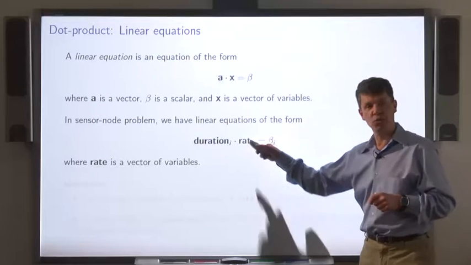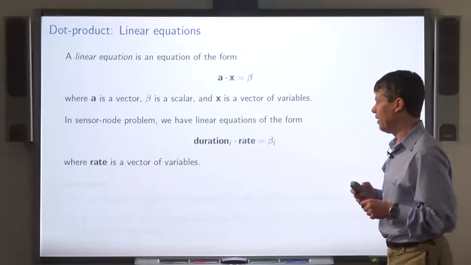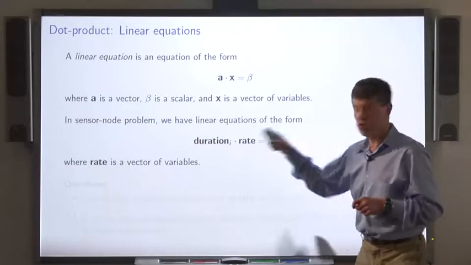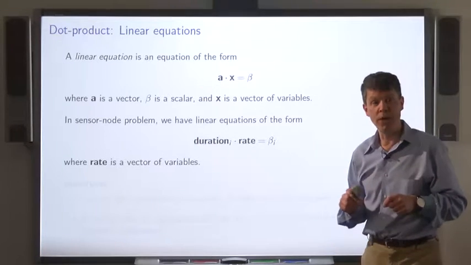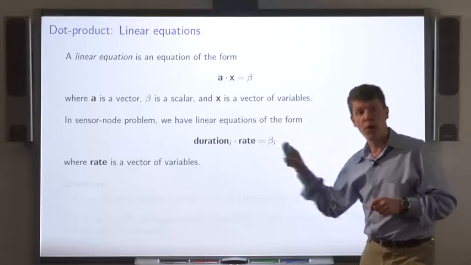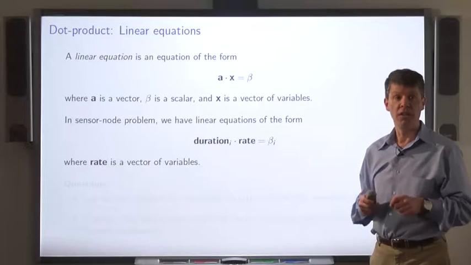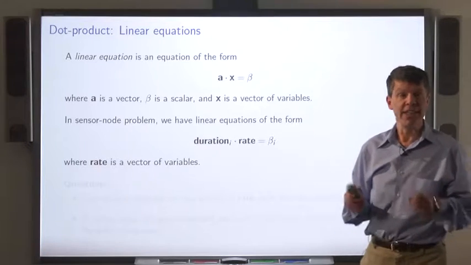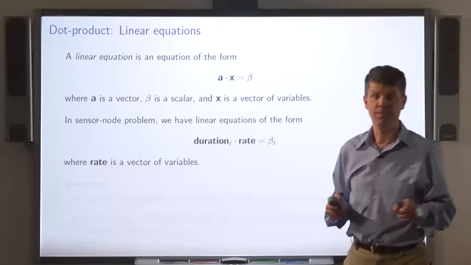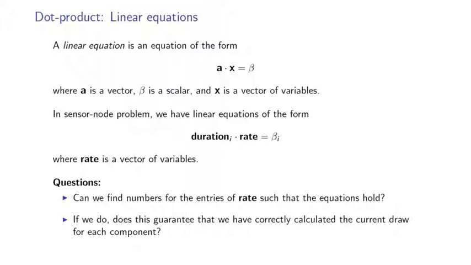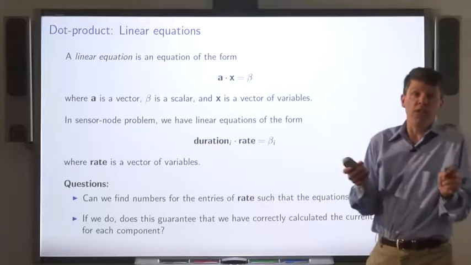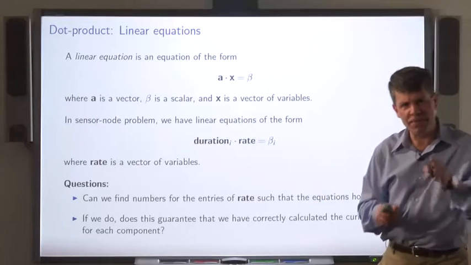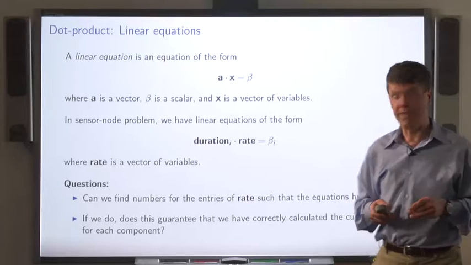Now, this vector rate is actually a vector of variables. And the idea is that by solving this collection of equations, we can figure out what the entries of the rate vector are. That is, how much current is drawn by each of the hardware components. Now, there are questions that come up. Can we use these equations to find numbers for the rate of consumption of the individual hardware components? And supposing we find those equations, is that enough to pin down precisely what those values are?